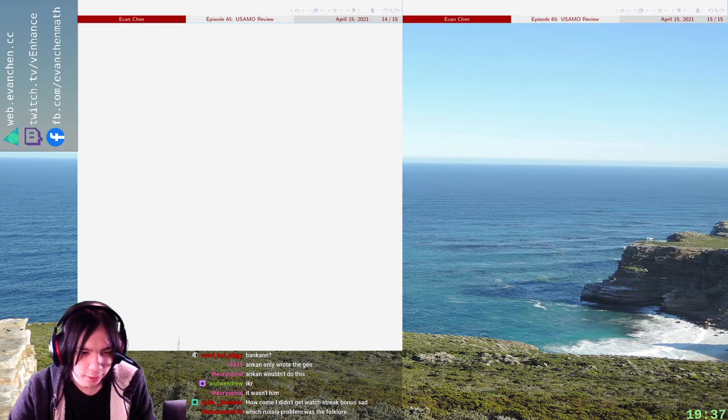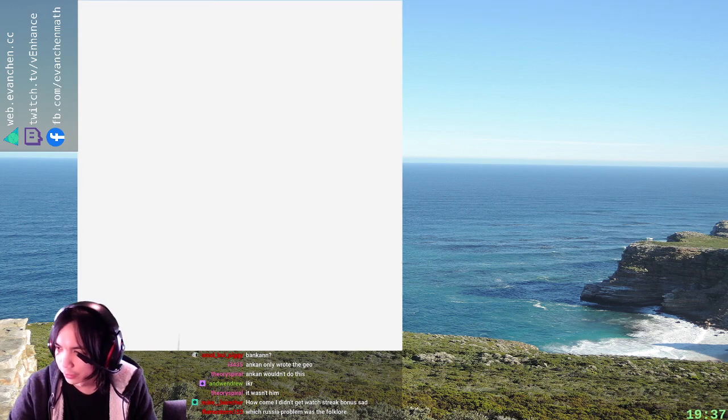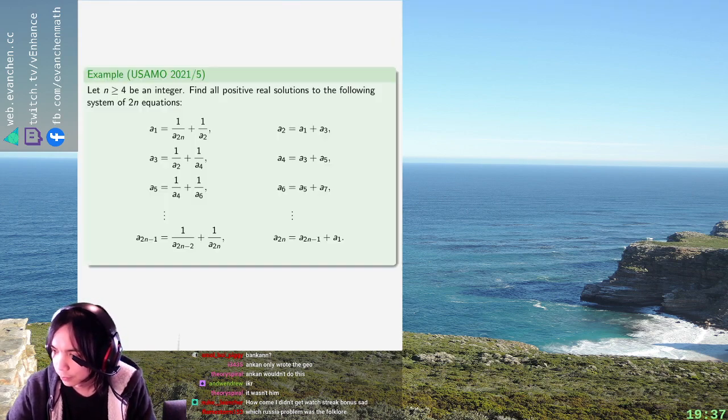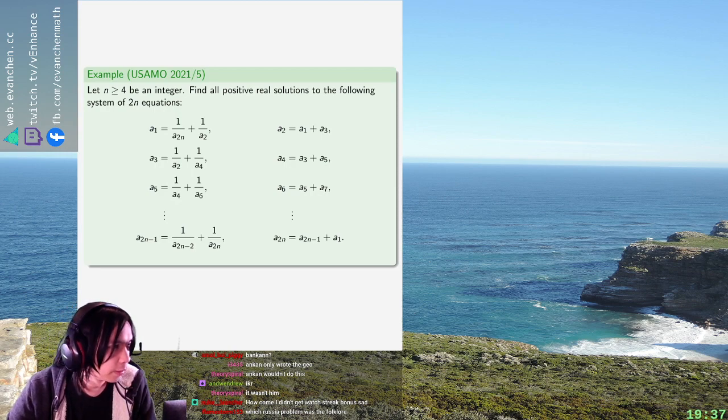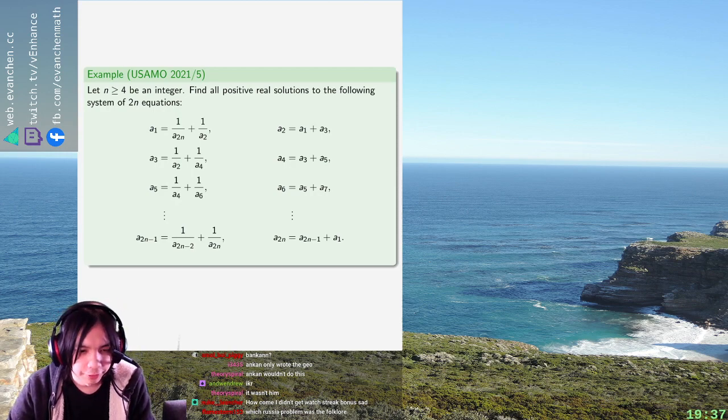Alright, we're on a roll. Alright, let's do the giant system. Okay, so here's a system of equations. The answer is exactly what you think it would be. The only answer is 1, 2, 1, 2, and so on.